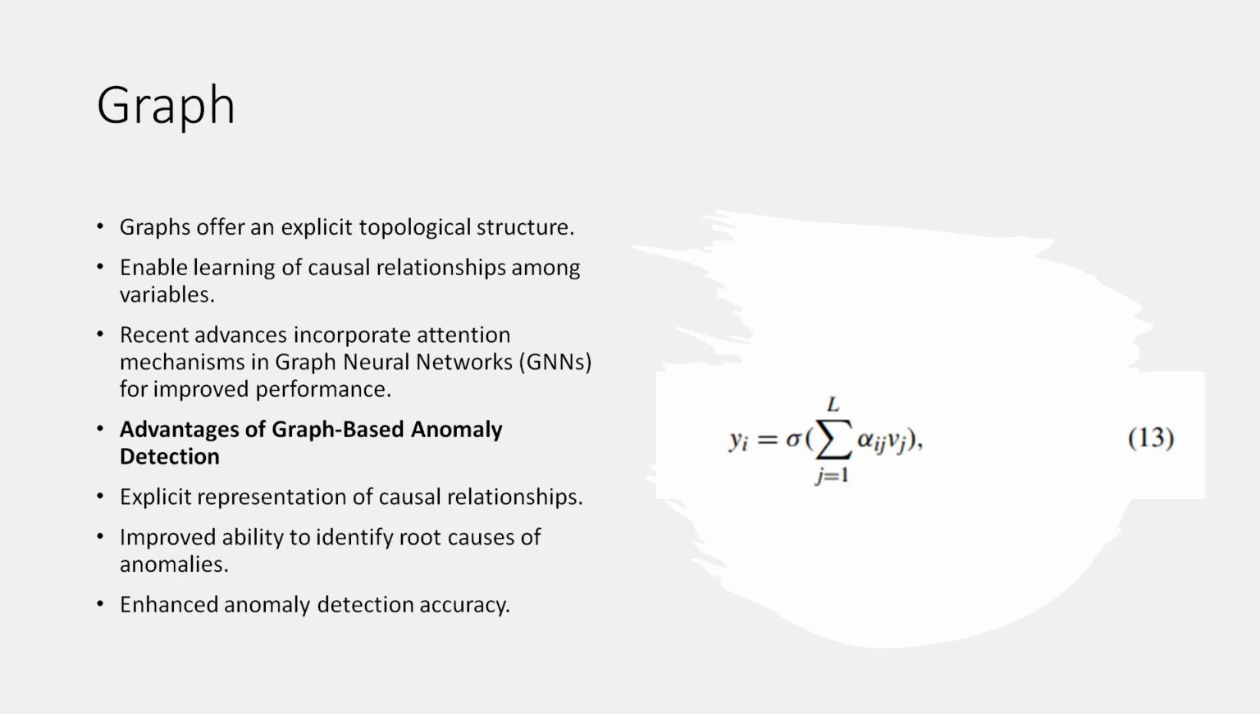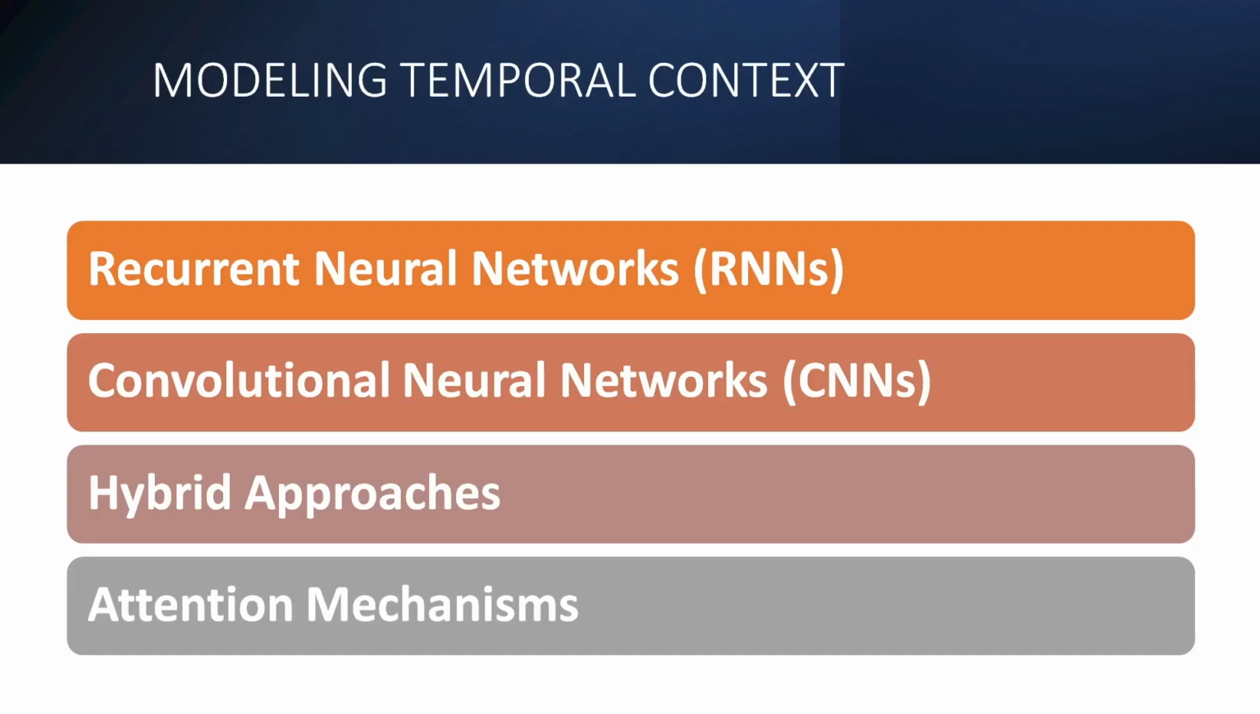Here you can see the attention mechanism in GNN, and the formula. The attention layer computes the coefficient for each node. Here sigma is the sigmoid activation function. Alpha represents the attention score, measuring the influence of node j on node i. Advantages of graph-based neural networks are explicit representation of causal relationships, improved ability to identify root causes of anomalies, and enhanced anomaly detection accuracy.